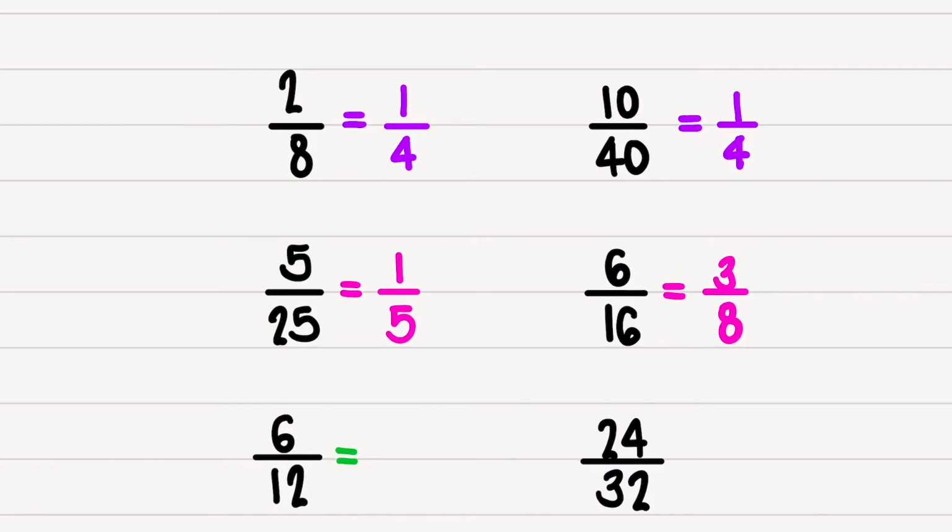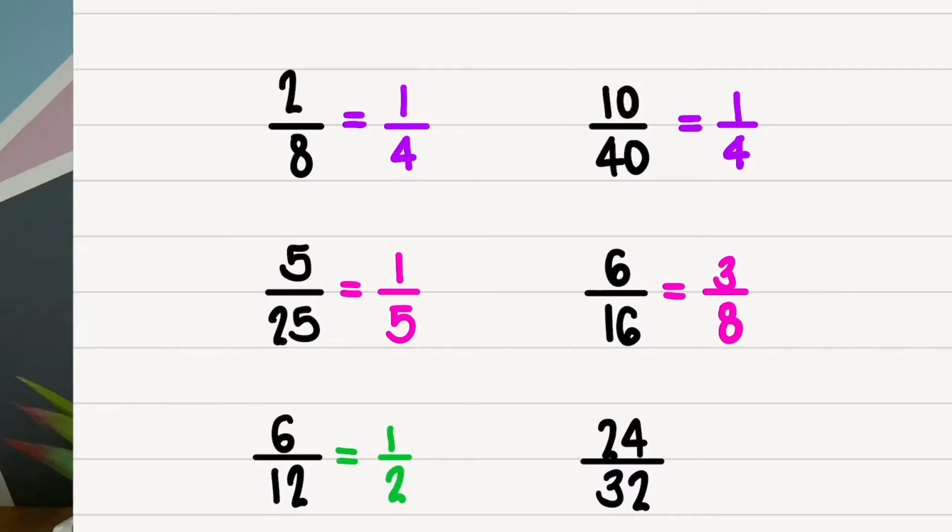6 goes into 6 one time, and 6 goes into 12 2 times. So 2 also goes into 6 and 12. 3 also goes into 6 and 12. But remember, we're looking for the biggest number that goes into both of those numbers.